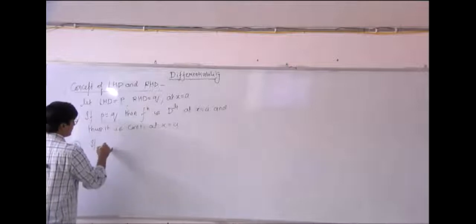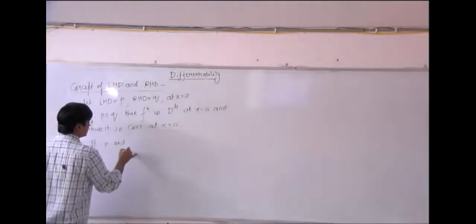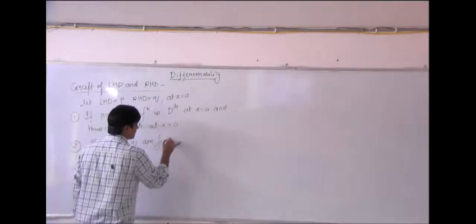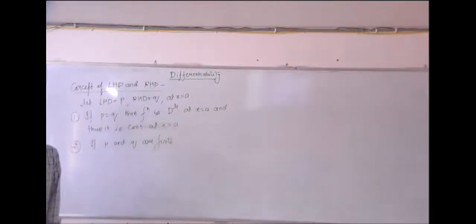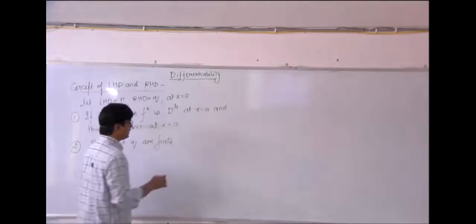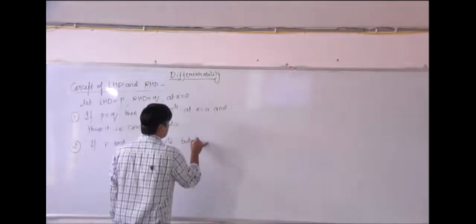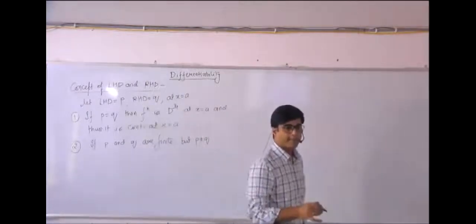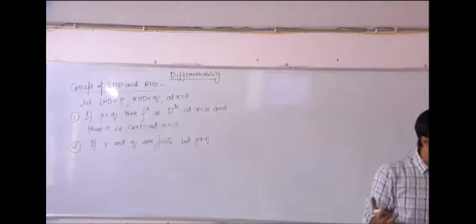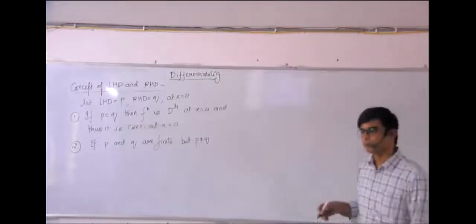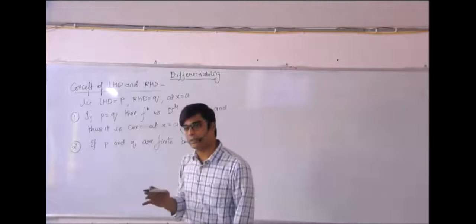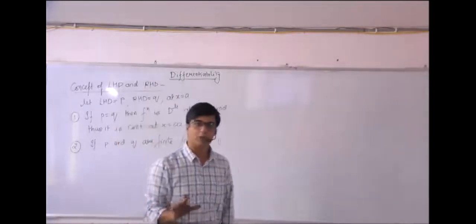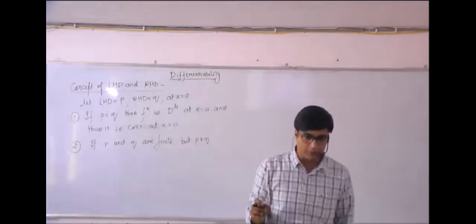If p and q are finite, but p is not equal to q. Okay, that means left hand derivative is not equal to right hand derivative. P and Q are finite. That means you are calculating left hand derivative and right hand derivative, both are coming out to be finite values, but they are not equal.